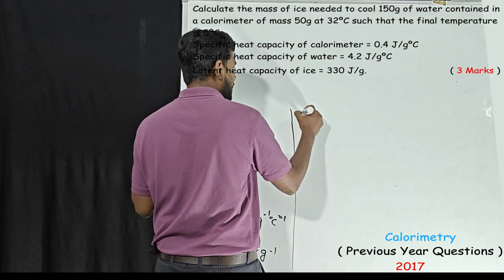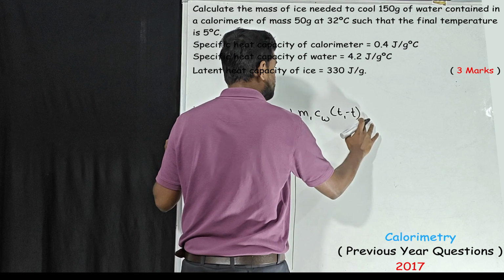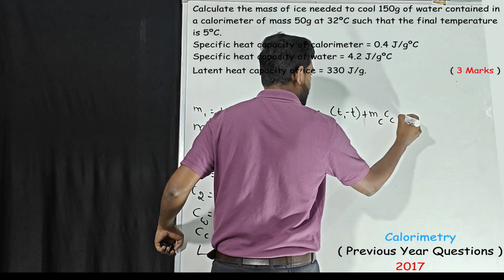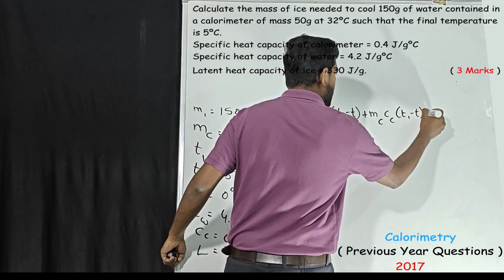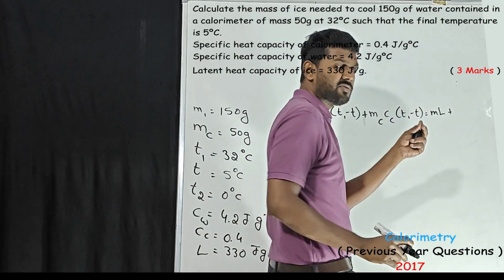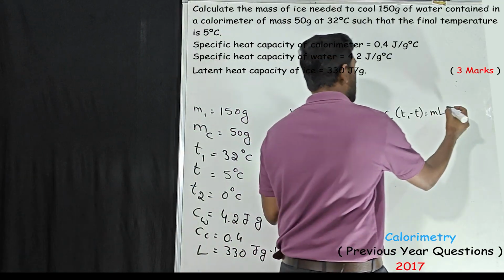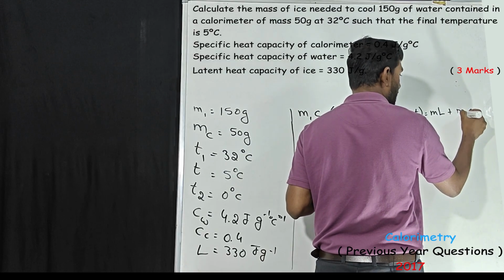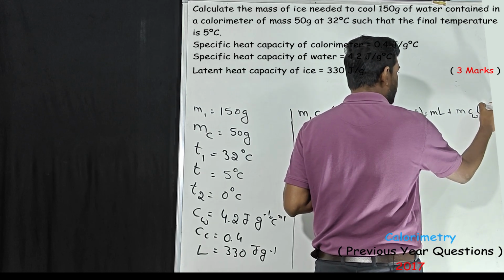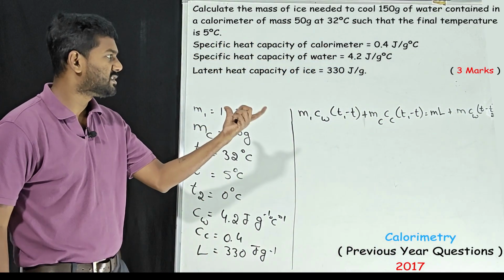So what is the formula? M1 CW (T1 minus T) plus mass of calorimeter, CC of calorimeter, and same temperature, is equal to mL. See, this is the specific latent heat. Once we add ice, after a few minutes it will melt. Again, it will convert into water. That is why we add mass of the ice times specific heat capacity of the melted ice, that becomes water, then temperature will be T minus T2. This is very much important. So this is the main formula.